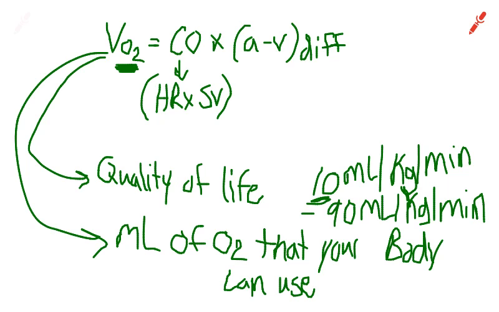But it's quality of life. Now this means they can only take up 10 milliliters of oxygen per minute based on their body weight. This means 90 milliliters per minute based on body weight. That's a lot of oxygen. So it's much better. So these are the two formulas.